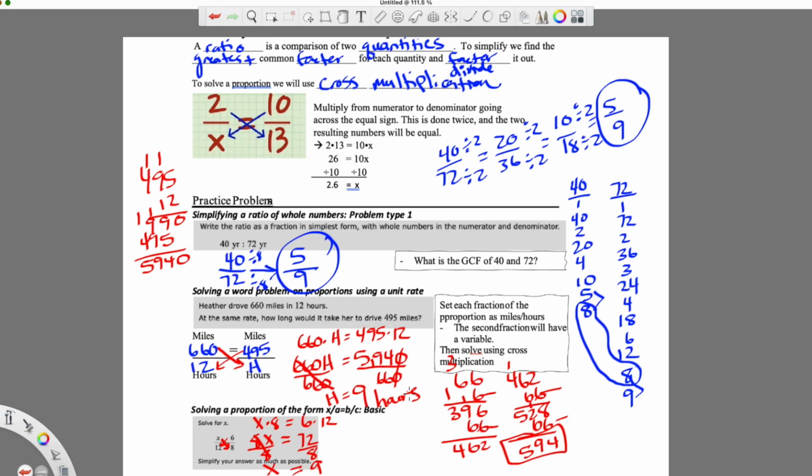But that was our introduction to simplifying ratios and solving proportions. So go ahead and go on Alex and give that a try.